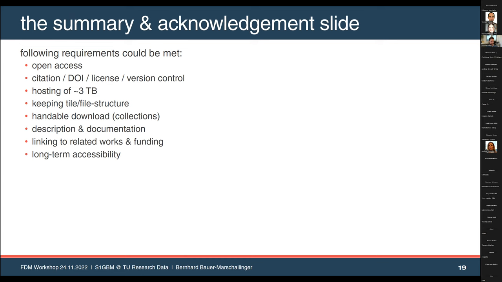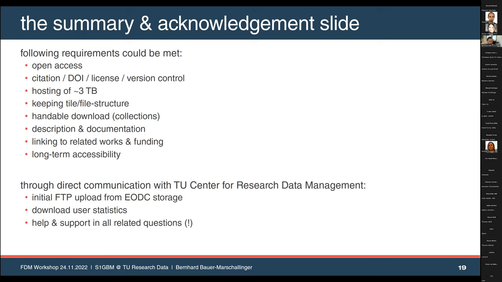In addition to this, through the direct communication with the TU Center of Research and Data Management, colleagues like Thomas here, we initially could use an FTP upload of the mosaics from our storage in Vienna at the EDC partner. We got some download user statistics, which are really interesting for us, how many people downloaded and which continents. And last but not least, we got a lot of really good help and support in all related questions we had towards this publication process.